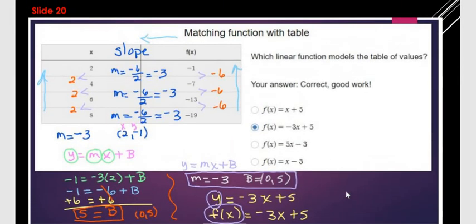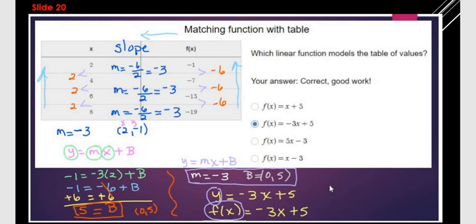Slide 20. Now, on slide 20, you're going to find the slope, just like we've been doing for several slides now. Find the slope. And then look, do we have a 0 right here? Nope. So we do not already have the ordered pair, the y-intercept, given right here. So we're going to have to take this slope-intercept form and substitute. I'm going to pick one set of points. I'm going to put 2 and a negative 1 right here. That's the set of points I'm going to use.